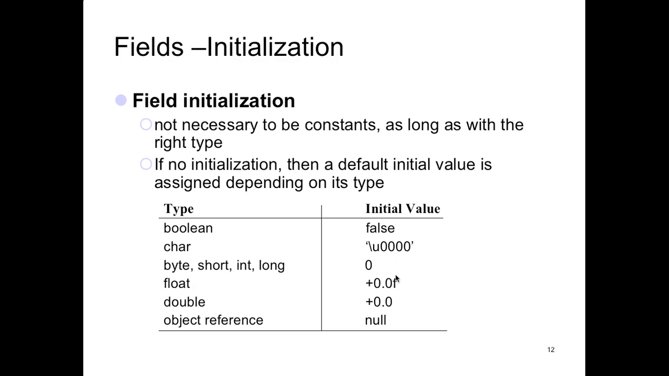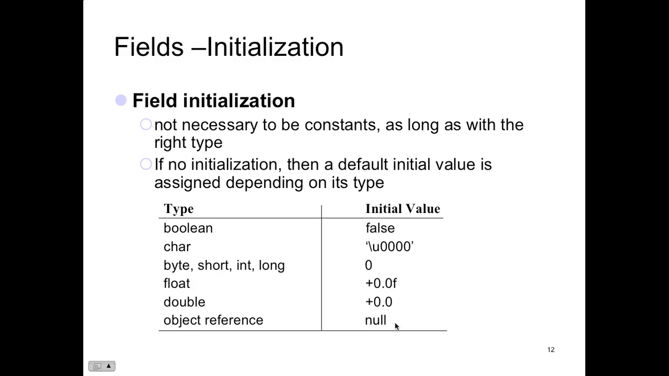Doesn't really matter. So, field initializations. We've seen some, the dot with the float. They're not necessary to be constants as long as they're in the right type. If no initialization, then the default initial value is assigned depending upon the type. And here's the initial value with the type. So we see if we don't assign a value, we're going to get 0 as a float assigned to that float. We don't actually have to say, make it a float. We just did that for emphasis. You could leave the F off of there if you wanted to.